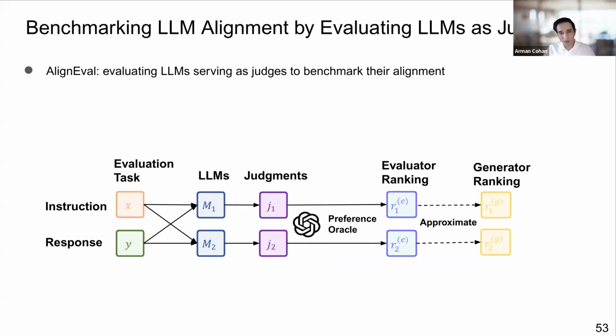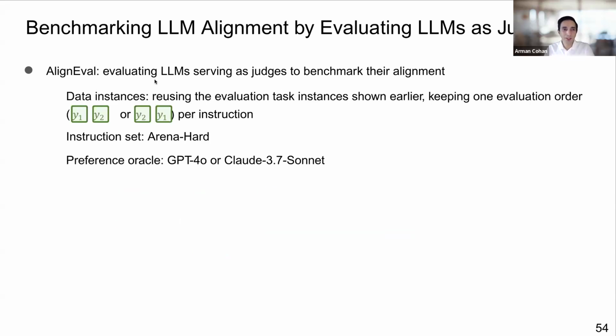So again, why do we care about this? Because we want a new paradigm to evaluate LLMs in non-verifiable tasks. And we do this by evaluating LLMs serving as judges. So if we get the evaluator ranking by evaluating LLMs as judges, then we can approximate how good they are as generators. We show that this is comparable with benchmarks that use LLM as a judge to evaluate generation capabilities. We call this benchmarking paradigm Align-Eval, which evaluates LLMs serving as judges.